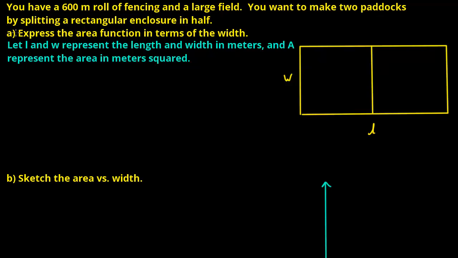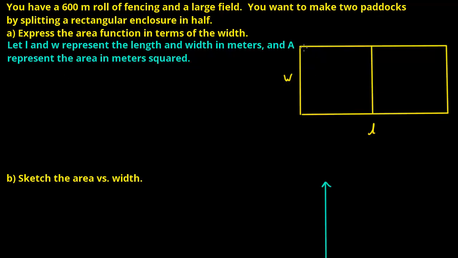So in question number 8, it says express the area function in terms of the width. Anytime that we're solving a word problem in math, the first thing that we should always do is introduce variables. So let's let L and W represent the length and width in meters, and A represent the area in meters squared. The next thing I'm going to try to do is figure out where to go with this problem by seeing if I can relate the length and the width and writing out what I know.